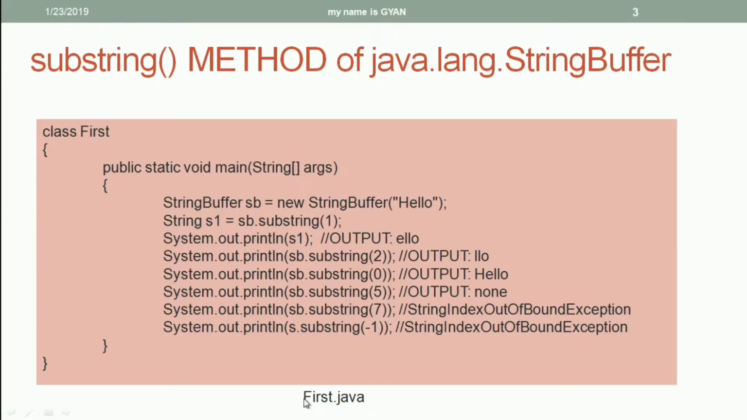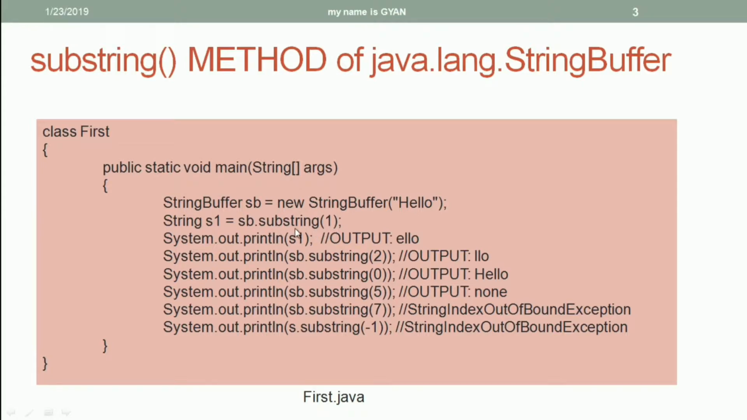Here we have the Java file first.java. In the first.java we have the class first. In the class first we have the method main. In the method main we are creating a new string buffer object with the content hello. Then after we are calling the method substring by using the reference variable sb, and we are using the integer constant 1 as the argument of the substring method.